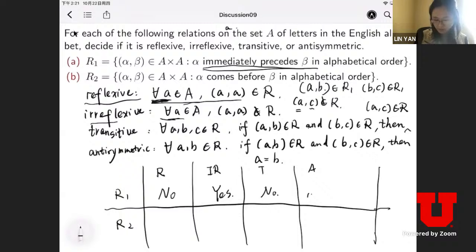Let's go to antisymmetric. Do you think R1 is antisymmetric or not? Okay, because if alpha immediately precedes beta, then it is not possible for beta to immediately precede alpha. So it is yes. Okay, let's go to R2. So is R2 reflexive or not?